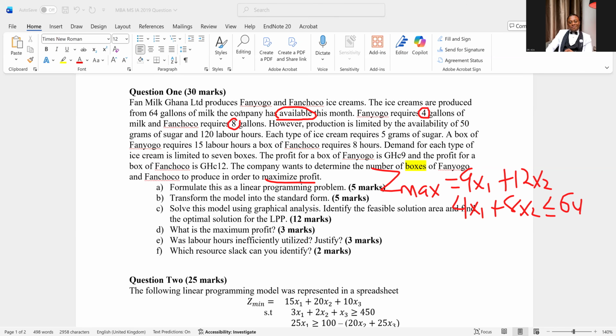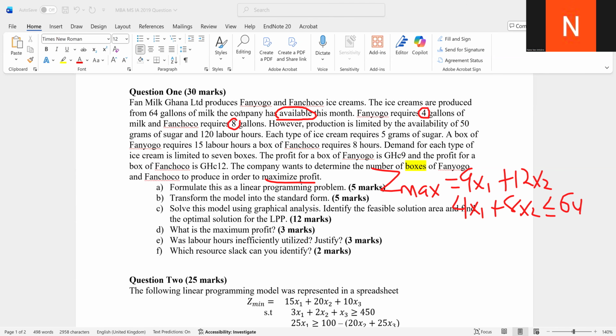What is the next constraint? And how do you formulate that? So you have to understand and learn how to formulate. That's the first one, okay? Before we learn how to solve in Excel, that's why I'm going through formulation first.